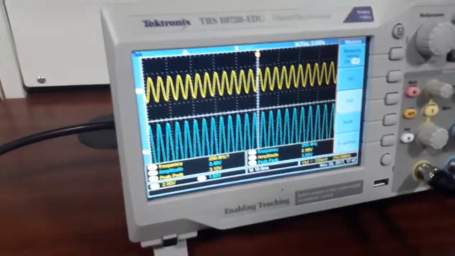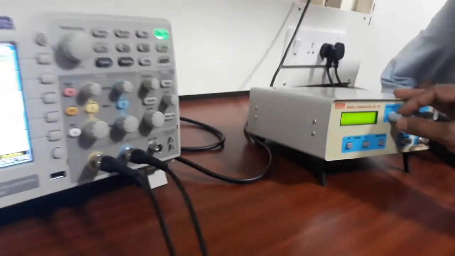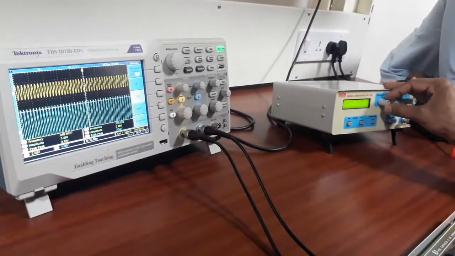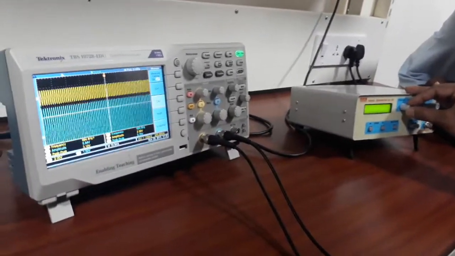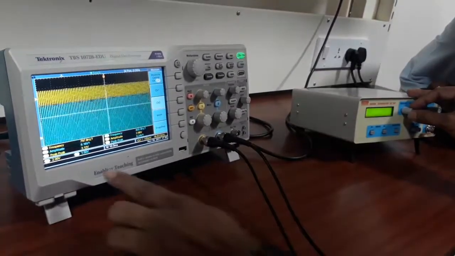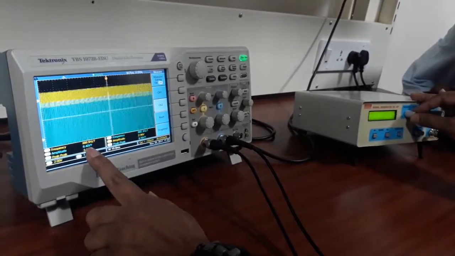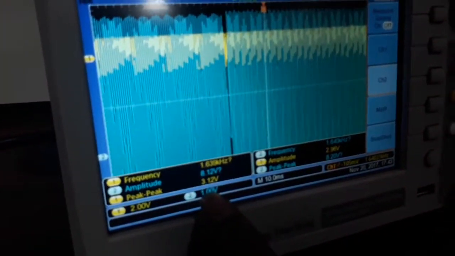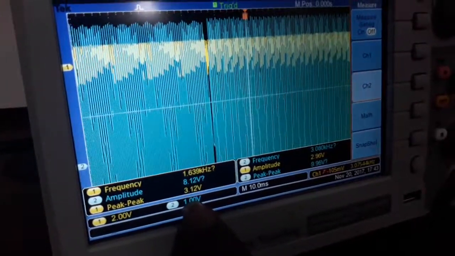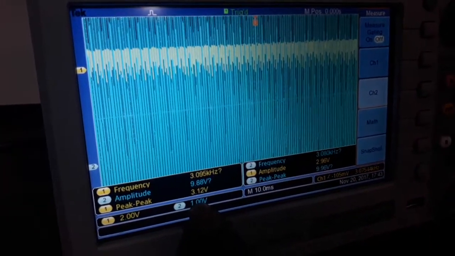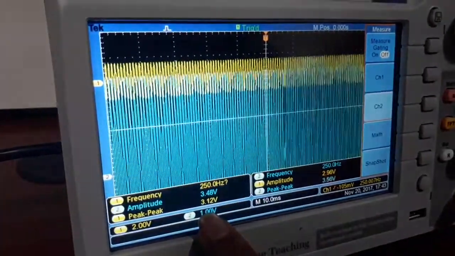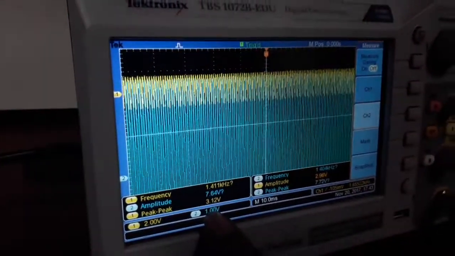Now, in the pre-emphasis circuit, as you increase your frequency, your amplitude should increase. Okay, so I'm increasing my frequency. You can see over here, the amplitude of channel 2 is being increased. Okay, so if I decrease, it will decrease. Increase, it increases. This is your pre-emphasis circuit.